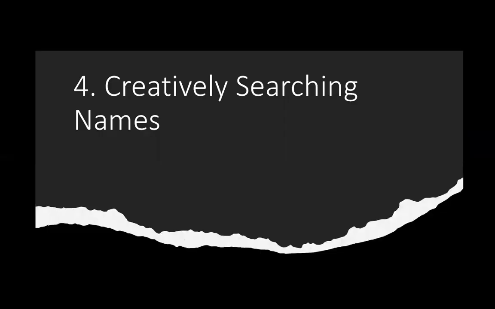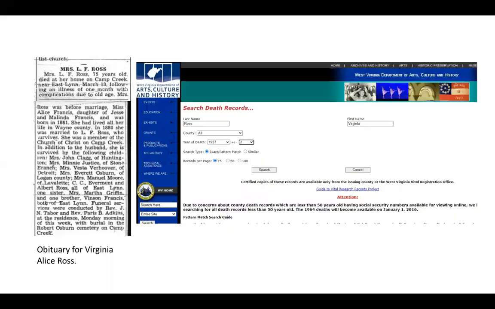And so continuing with names, creatively searching names is another search strategy which can help in your genealogy research. And this is an obituary for Virginia Alice Ross, who died March 13th, 1937 in Wayne County. And I'm going to do a search for her death certificate.